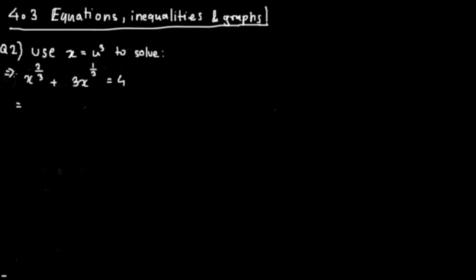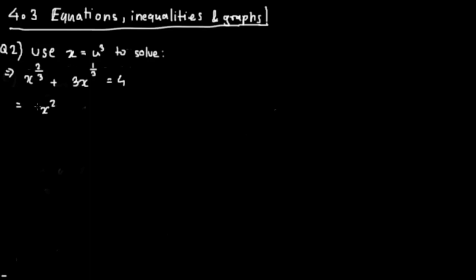So the next one, question number 2. This is a bit trickier. So use x equals u cubed to solve x to the power of 2 over 3 plus 3x to the power of 1 over 3 equals 4. The handwriting isn't very clear. So this seems a bit intimidating, but it's not really that scary. So in the end, what does this equal? We have to realize that this is equal to x squared. Let me change the color.